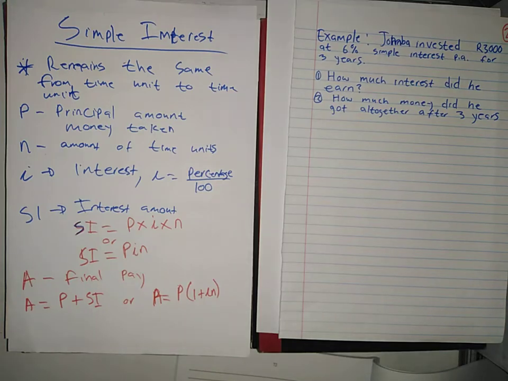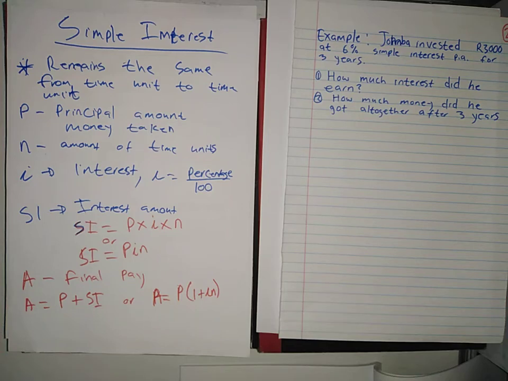Now they say Jomba invested 3,000 rand at 6% simple interest for 3 years, right? Okay, so this is basically what happened. And then there are two questions. The question is, how much interest did he earn?